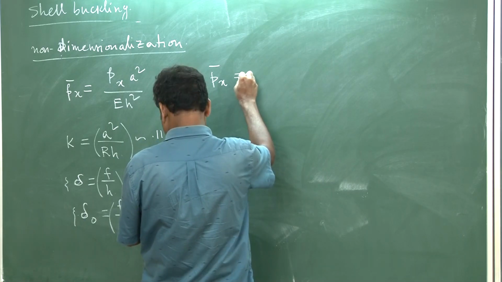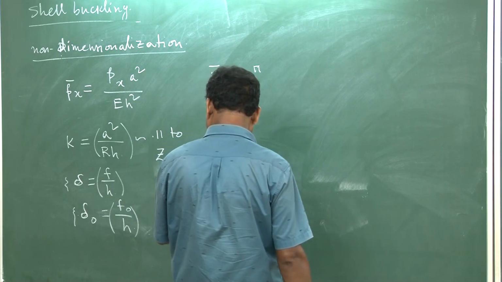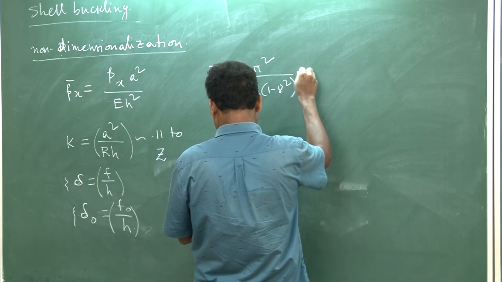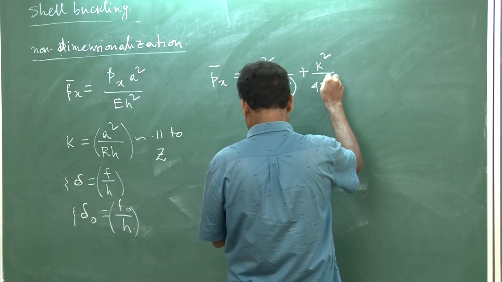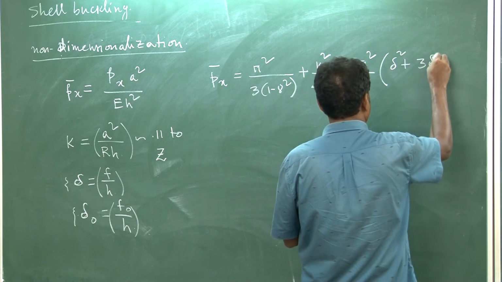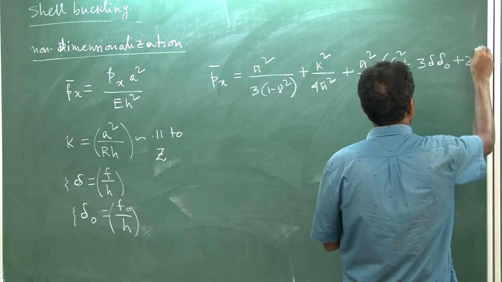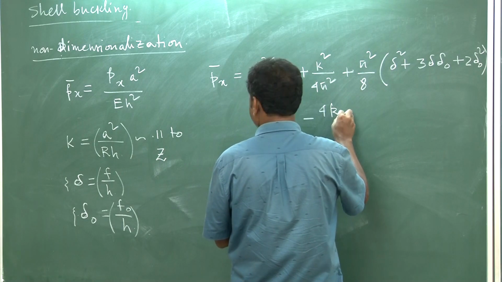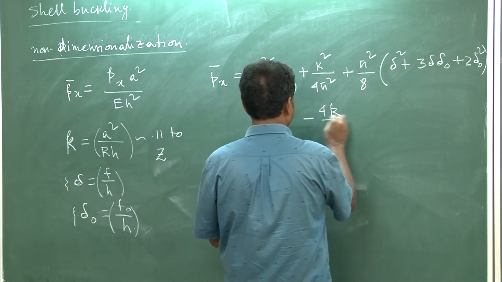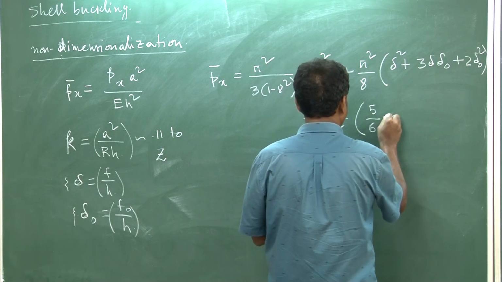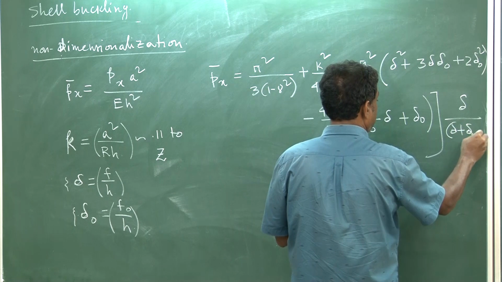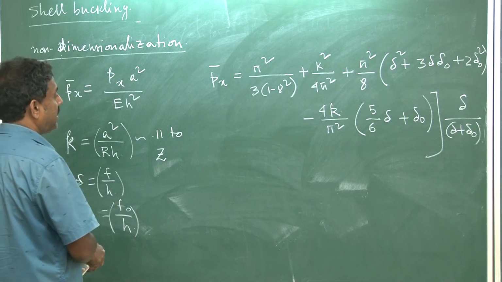Of course, this can be non-dimensionalized as pi square by 3 into 1 minus nu square, plus pi square by 4 pi square, plus pi square by 8 delta square, plus 3 delta delta 0 plus 2 delta 0 square, minus 4k, let us put it small k, okay, small k, 4k divided by pi square, pi by 6 delta plus delta 0, delta delta plus delta 0, okay.